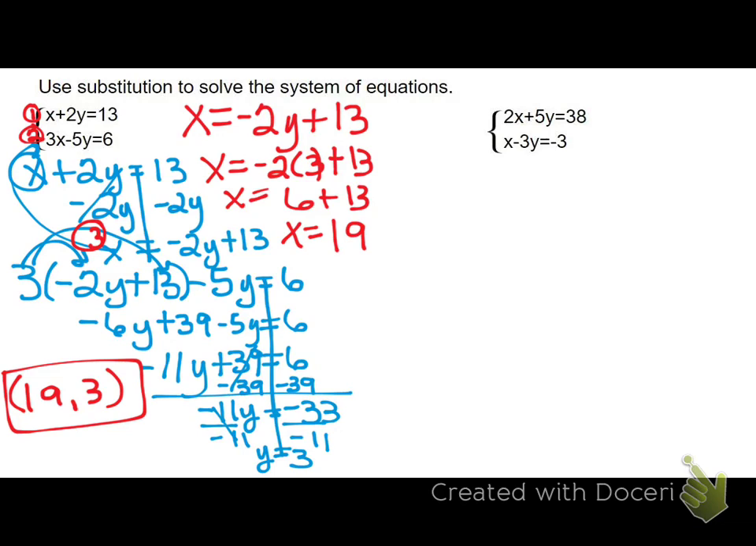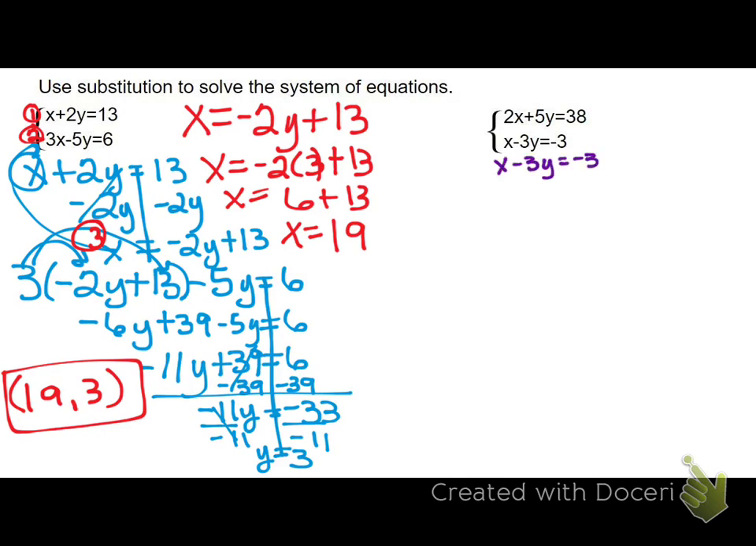Okay, so let's take a look at them together then. Look at both of the equations. Do I have an equation where the variable is just all by itself on one side of the equal sign, but nothing else with it? No. The bottom one is the one I'm going to start with. So I'm going to start with x minus 3y equals negative 3.